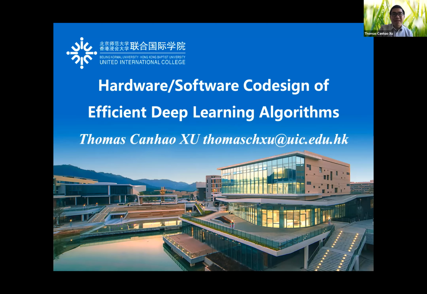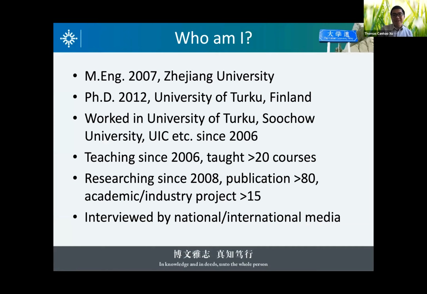Today my topic is about the hardware software co-design of efficient deep learning algorithms. Basically, I want to say something about myself. As you know, I'm Thomas, Chinese name Xu Canhao. I got my Master of Engineering in 2007 from Zhejiang University, and I got my PhD degree from the University of Turku in Finland in 2012.